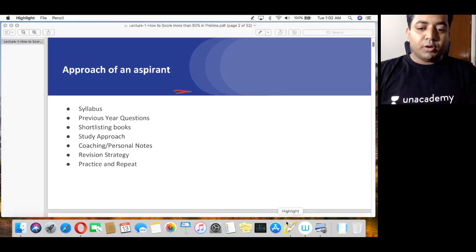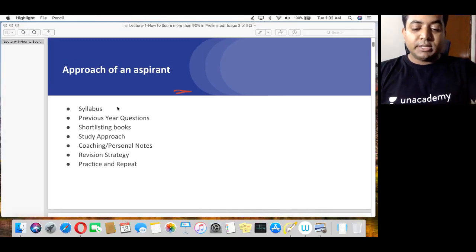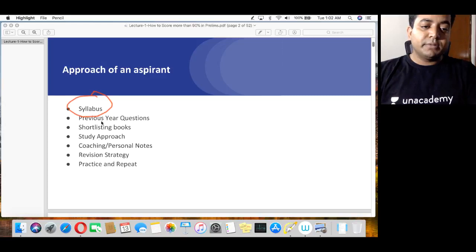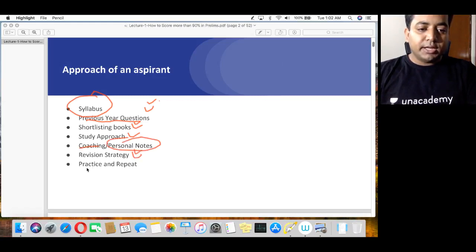So we'll start with the basic syllabus, then we will discuss some previous year question papers, then shortlisting of the books. Most of the aspirants start with this. Then study approach, then either they have their coaching notes or personal notes, then they follow some revision strategy, and then they practice and repeat it till it is over. So this is a typical approach of any aspirant.